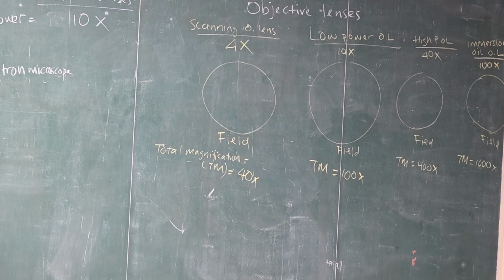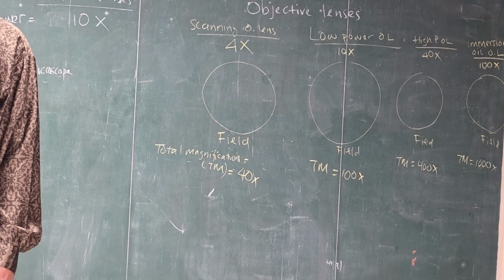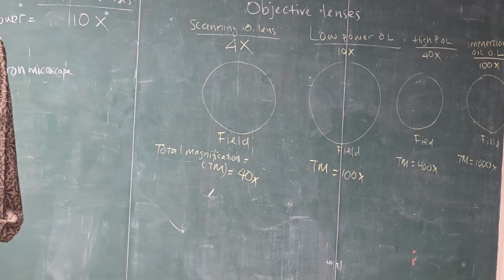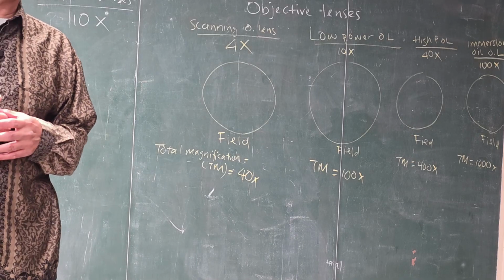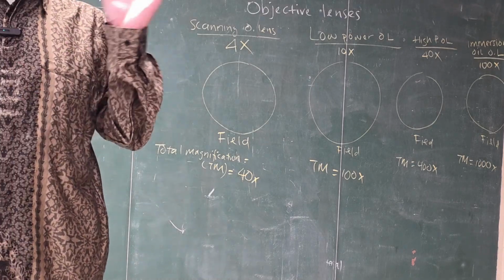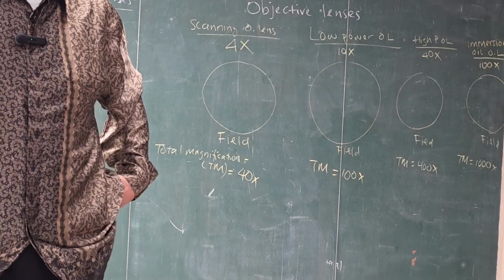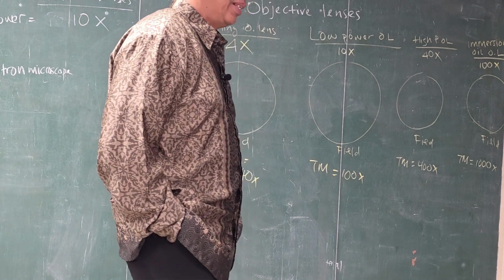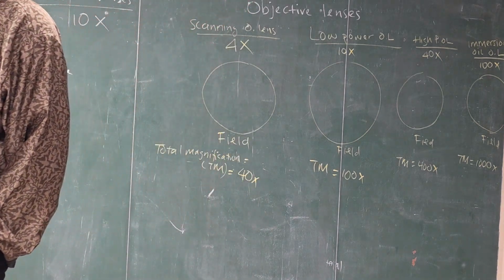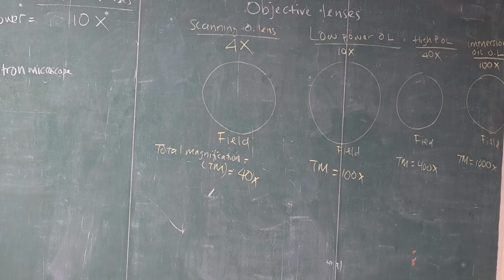Now put your lens back to the scanning lens. Whenever you start using the microscope, always start with the scanning lens. So put the scanning lens in first, the shortest one. Yeah, here you go. Then put your slide on the flat surface. That flat surface is called the stage. So put it on the stage.